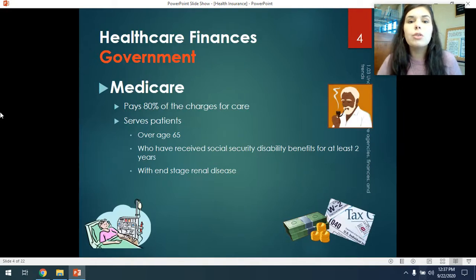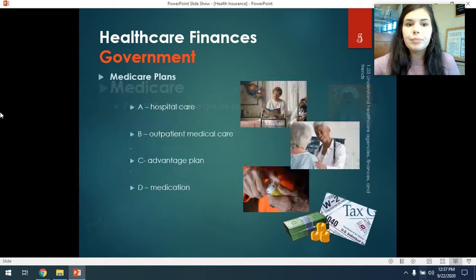This also includes government insurance programs such as Medicare, and Medicare is an insurance program that serves patients over the age of 65, those who receive Social Security disability benefits for at least 2 years, or people that have end-stage renal or kidney disease. And Medicare covers 80% of the charges for that person's care. So this is a really good medical health insurance option for older adults.